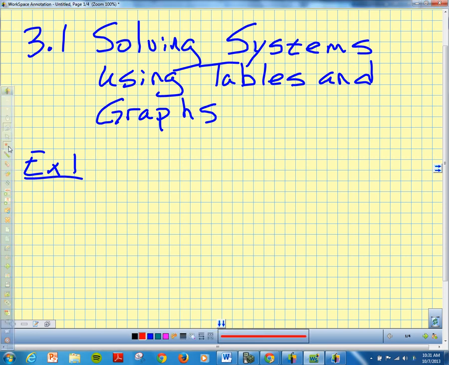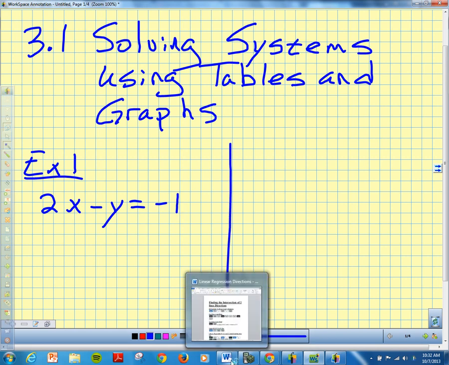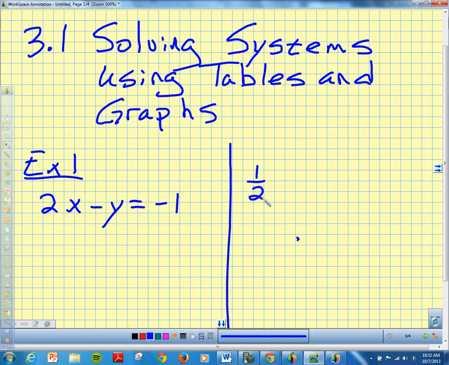Alright, so 3.1, solving systems using tables and graphs, and your graphing calculator. First example, we're going to solve by graphing by hand. So we have 2x minus y equals -1 as your first equation. Second equation is going to be 1/2x minus 2 equals y.